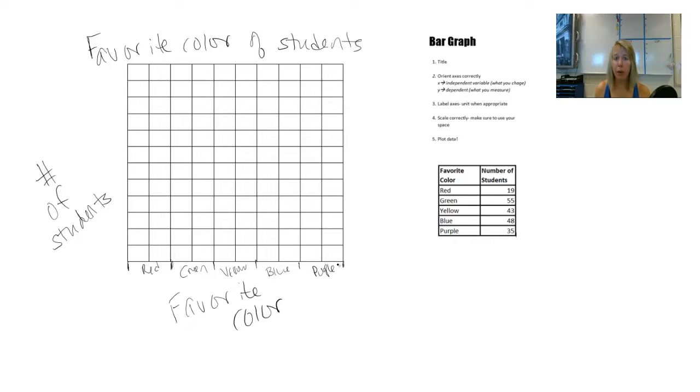Now notice for a bar graph, we're kind of going between the lines and putting information in there, whereas with the line graph, we're putting them exactly on the lines. Okay, now I want you to figure out a scale going up the y-axis. Make sure to spread out your data as much as possible. Take into account that our low number is 19 and our highest number is 55.